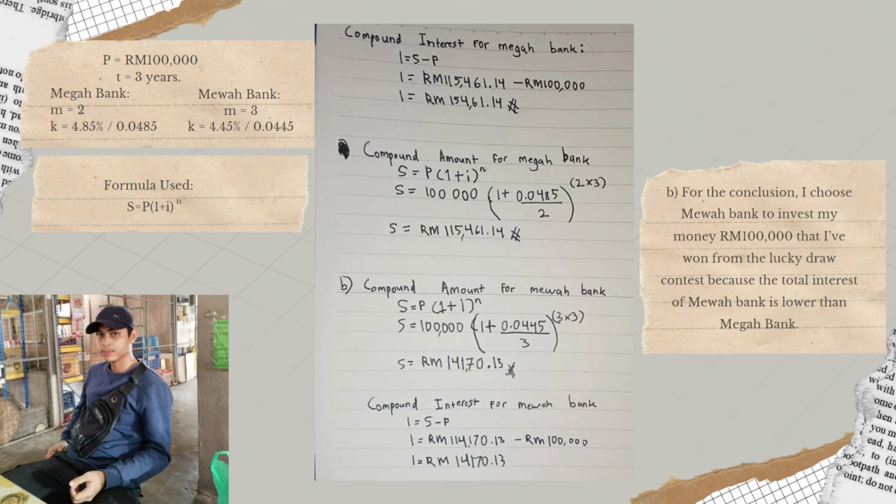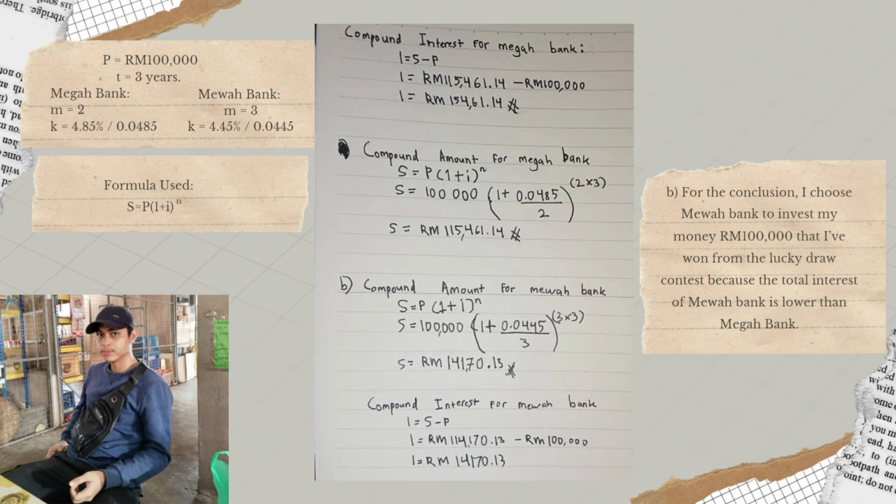Next, both banks have given the interest rate offers. For the Megah Bank, nominal interest rate is annual interest rate in percents, which is K equal to 4.85%, divided by 100 equal to 0.0485, and M is number of compounding periods in years. So, Megah Bank is compounded semi-annually, which is M equal to 2, while for Mewah Bank, K is equal to 4.45%, and divided by 100 is equal to 0.0445. While Mewah Bank is compounded every 4 months, which is M is equal to 3. So, the question is A. Calculate the total interest for each bank.